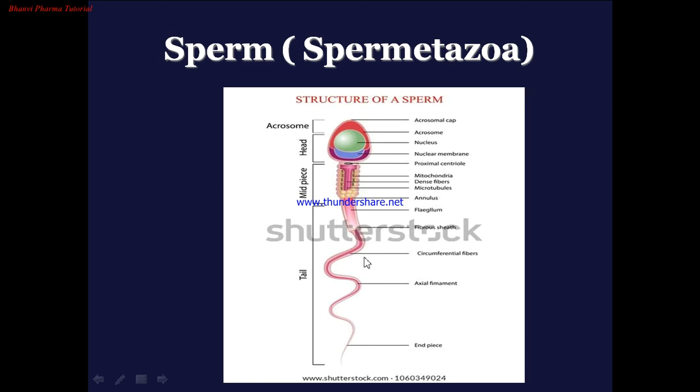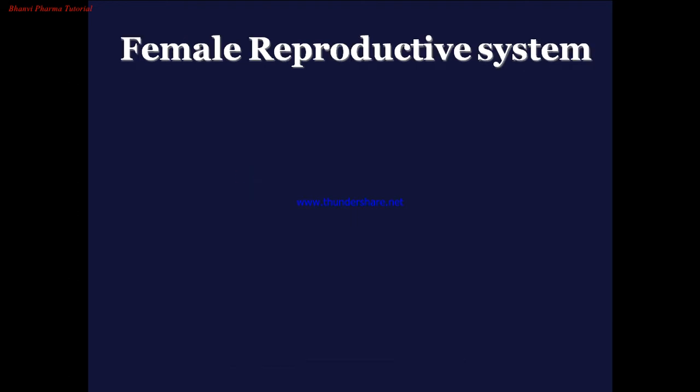Very important in the examination: write the structure of sperm. There are 3 types: head, body and tail. You write the acrosomal cap, and inside the acrosomal cap, the acrosome, nucleus, nuclear membrane, proximal centriole and mitochondria. In the body part, mitochondria, dense fibers, microtubules, annulus, flagellum, fibrous sheath. And next, the tail part: fibrous sheath, circumferential fibers, axial filament and end piece. These are the structure of sperm.